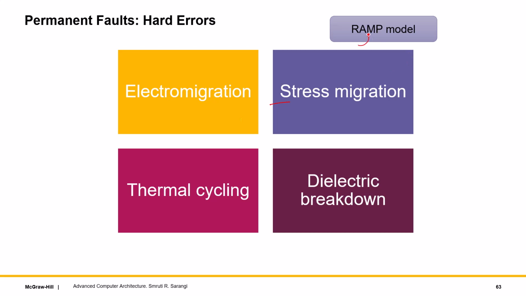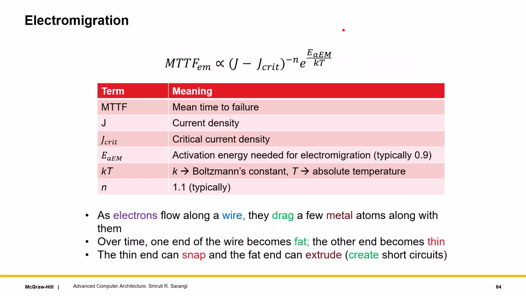And the model that will be used to describe them is the RAMP model, the RAMP model for hard errors. So hard error means a total breakdown, where a transistor or a wire is totally broken down. So that is a hard error. You can never recover from a hard error.